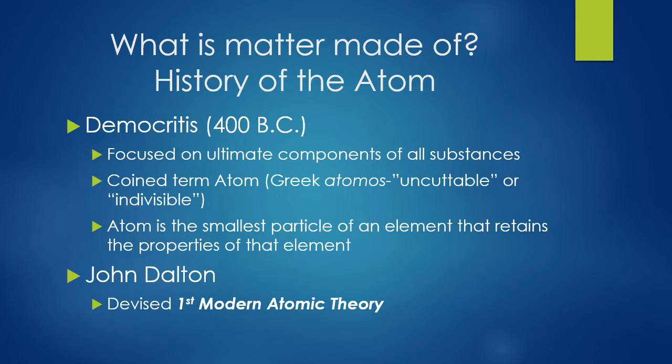Democritus actually took it in a slightly different direction. Instead of focusing on the elements, he focused on the ultimate components of all substances. This ultimate component he coined as the atom, which is Greek for atomos, which means uncuttable or indivisible. So an atom is the smallest particle of an element that retains the properties of that element. So elements are essentially made up of atoms. John Dalton came along and devised the first modern atomic theory, which we'll look at next.